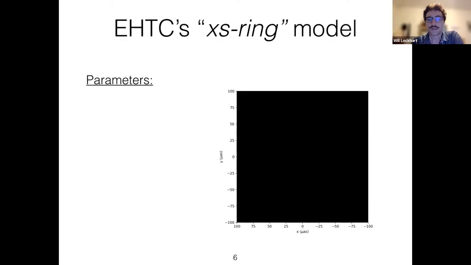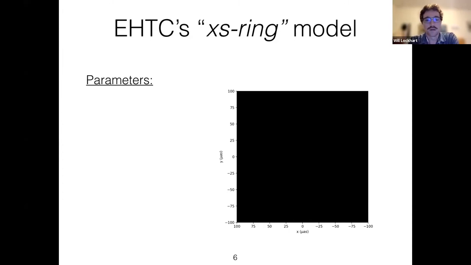Okay, so first let me tell you the model that we used. This is the collaboration's eccentric slashed ring, or excess ring for short, the excess ring model. And as Sam described, this is really not an astrophysical model. It's merely a way of parameterizing reasonable image shapes. So we're starting with the image as our modeling space, not the source itself.